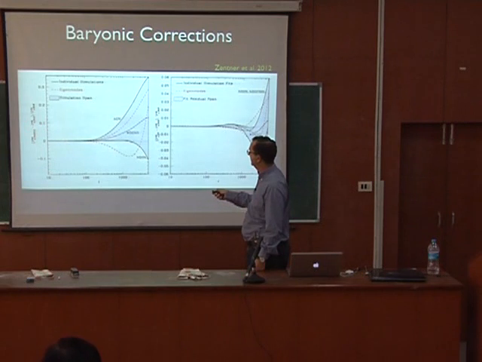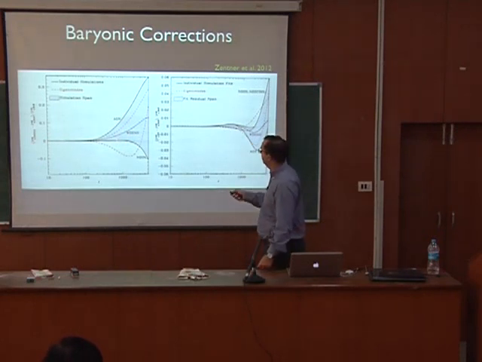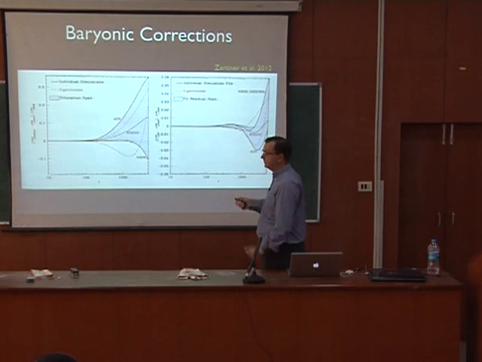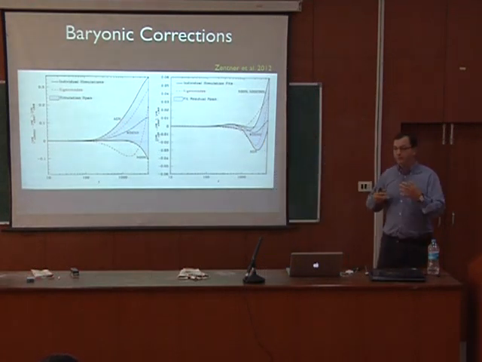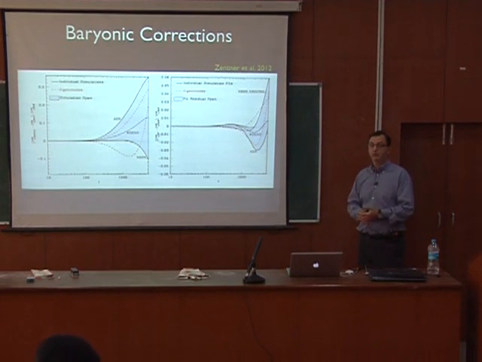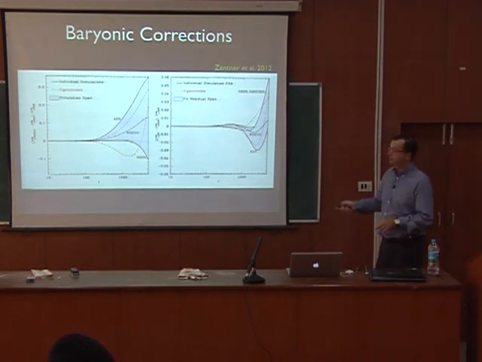And you see that on large scales, the effect is very small. But on large scales, you start getting deviations from the prediction from dark matter only. And in fact, these are different prescriptions. So the physics of baryons is complicated. So when people do simulations, they have different recipes for the physics of the baryons. And depending on the recipe people choose, one gets a different answer. Okay. So this needs to be modeled carefully.